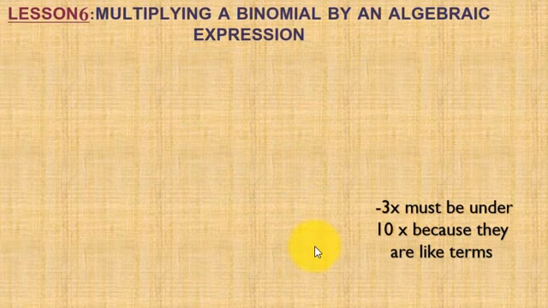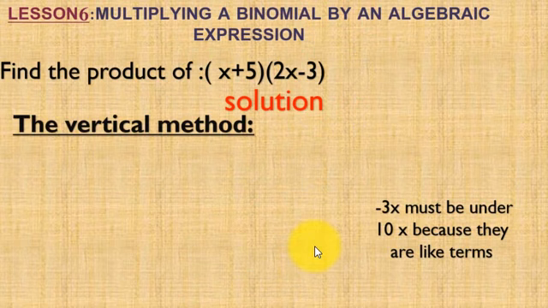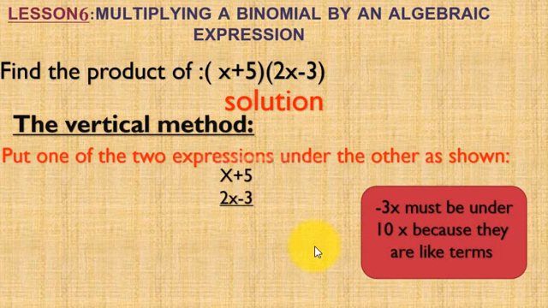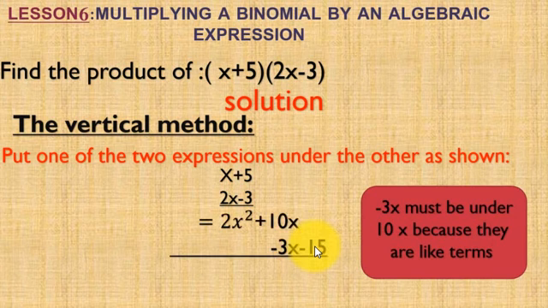Now, my dears, we can use the vertical way. Put one of the two expressions under the other as shown. We write 2x minus 3 under x plus 5. After that, we will multiply 2x by x. Then we multiply negative 3 by x to get negative 3x, but we drop down negative 3x under 10x. Those are like terms. Negative 3 times 5 equals negative 15.